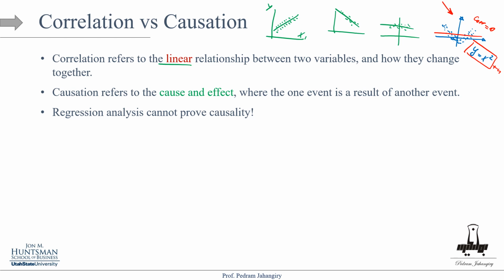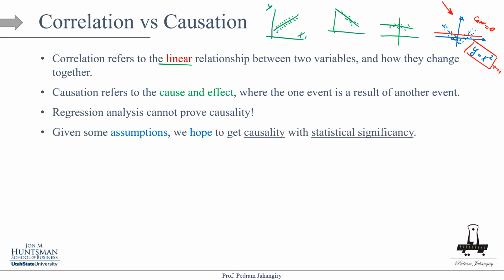But the whole point is to go from correlation to causation by checking the validity of a bunch of assumptions, right? So given some assumptions, we hope to get causality with a statistical significance. So this is what we can do. We cannot prove causality, but we can use the statistical significance to say with 95% probability that it's there, right? Okay, so what are these assumptions?